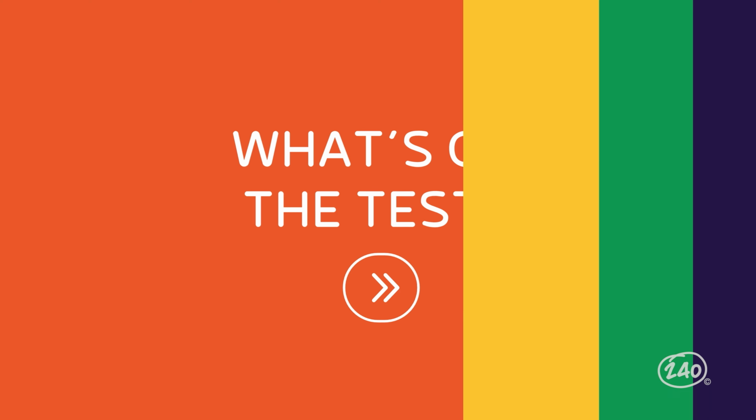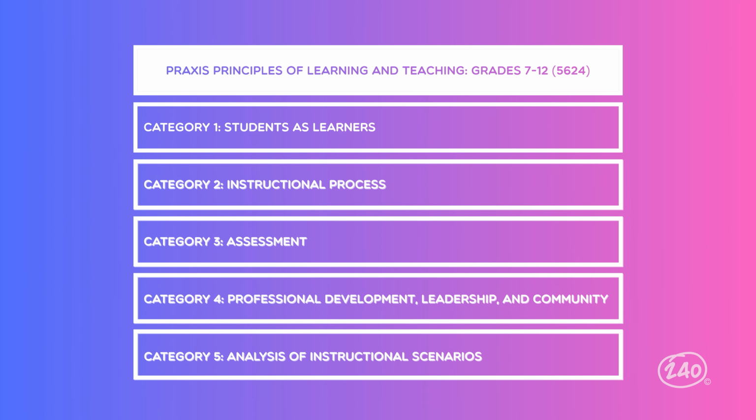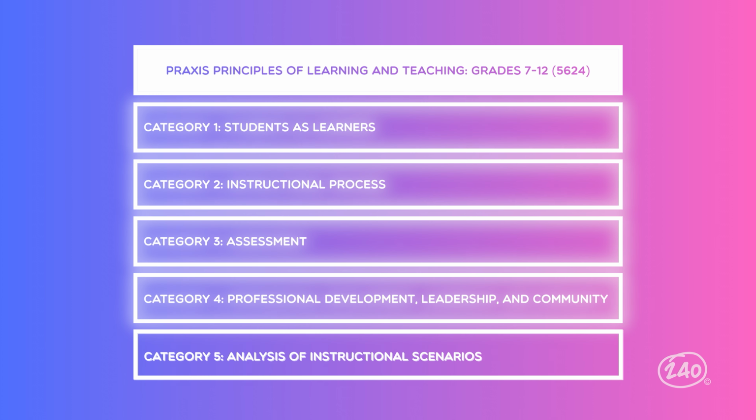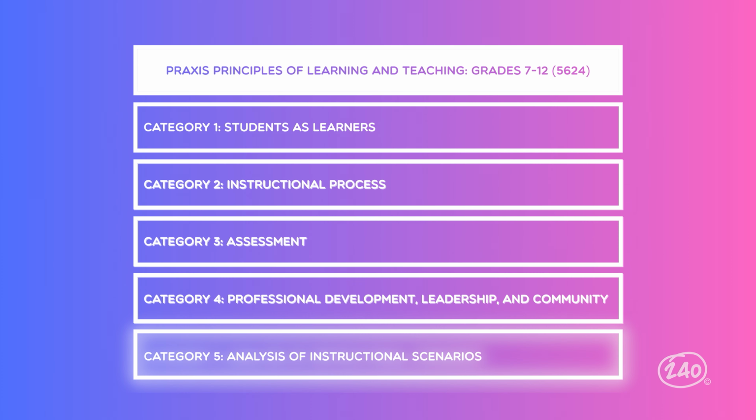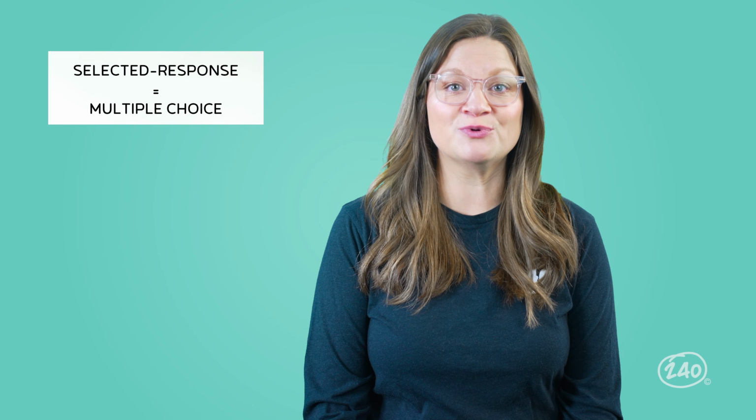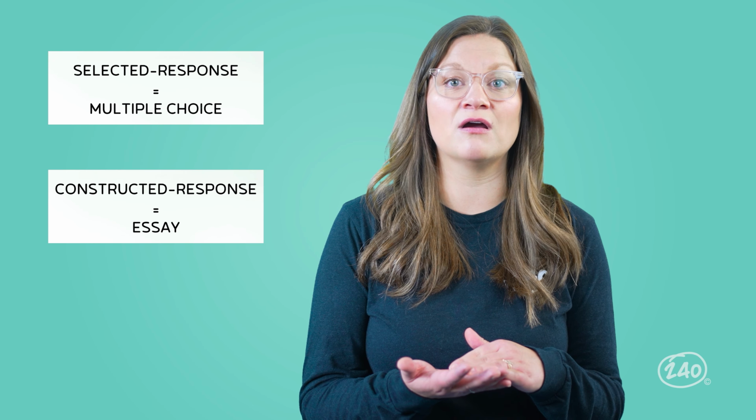The Praxis Principles of Learning and Teaching exam consists of 5 content categories: students as learners, instructional process, assessment, professional development, leadership, and community, and analysis of instructional scenarios. The questions for categories 1 through 4 are all selected response, and category 5 asks constructed response questions, which we call CRQs for short. Selected response are multiple choice, and constructed response are like essays.